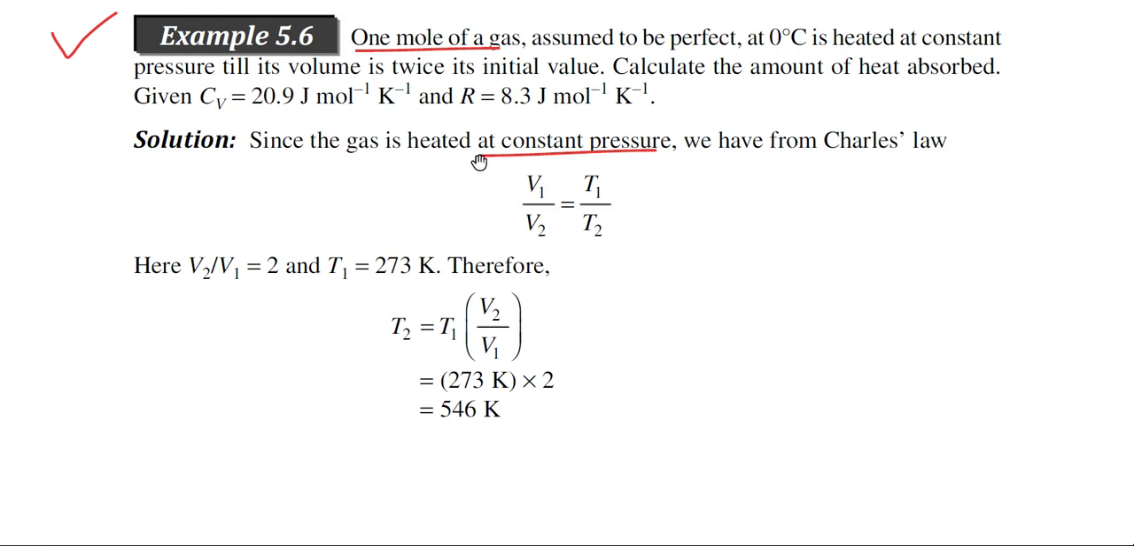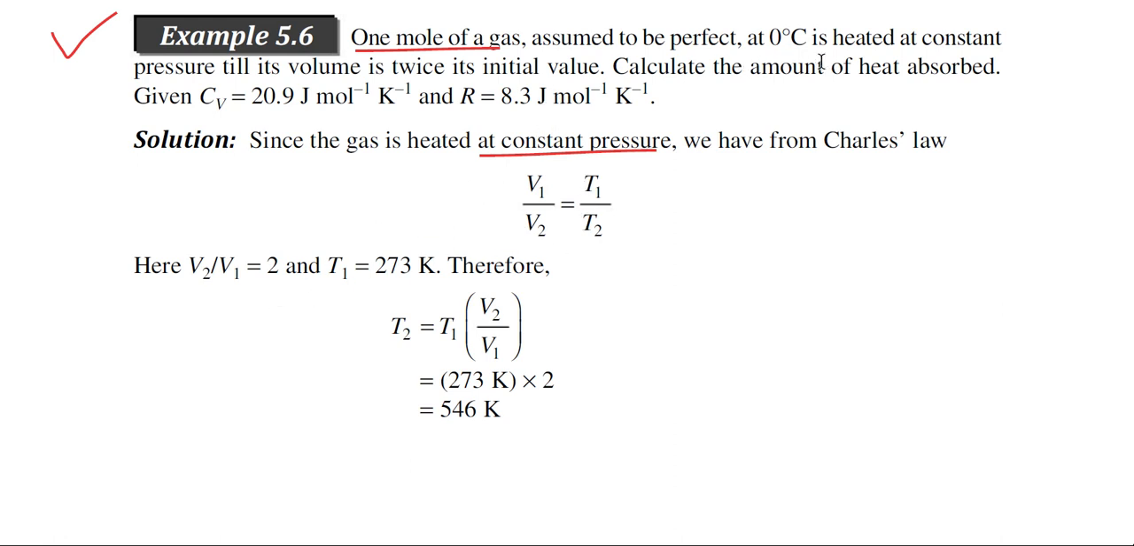Now, since the gas is heated at constant pressure, you see in the problem it has been written that at constant pressure, and how much mole? 1 mole of a gas. So, the gas is being heated at constant pressure. So, from Charles' law we can say that V1 by V2 is equal to T1 by T2.